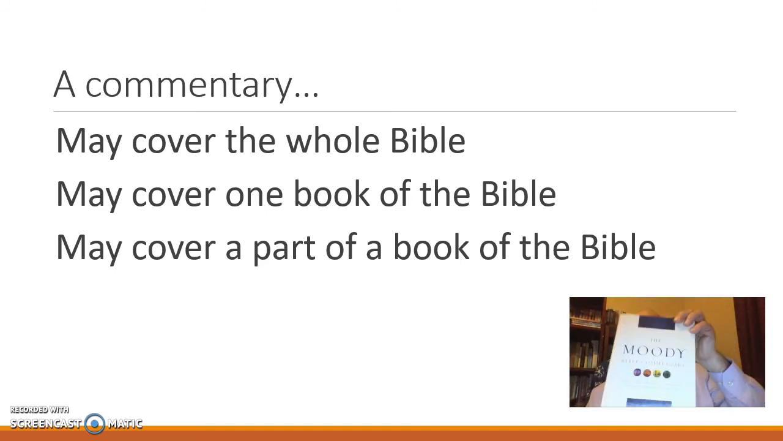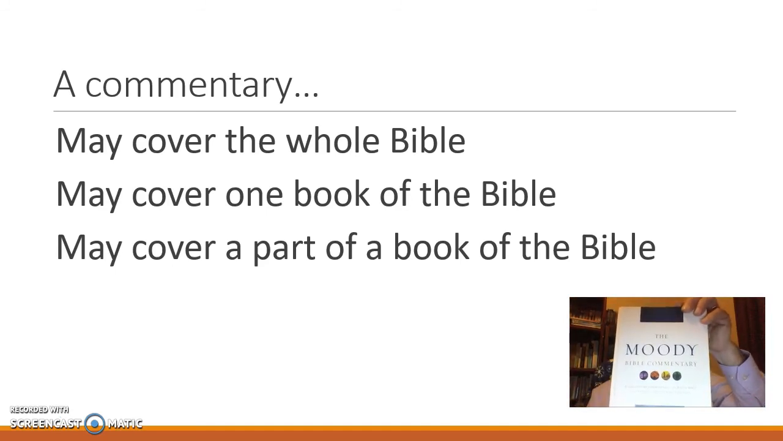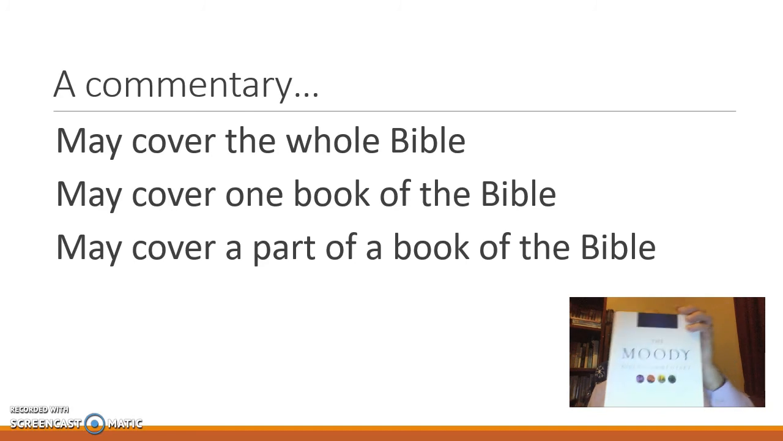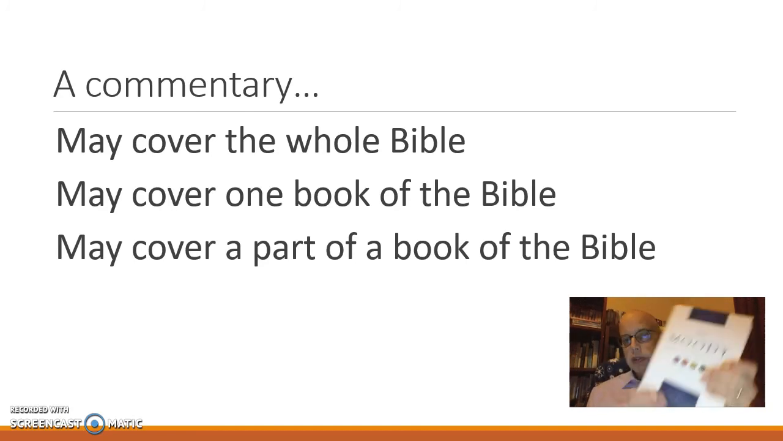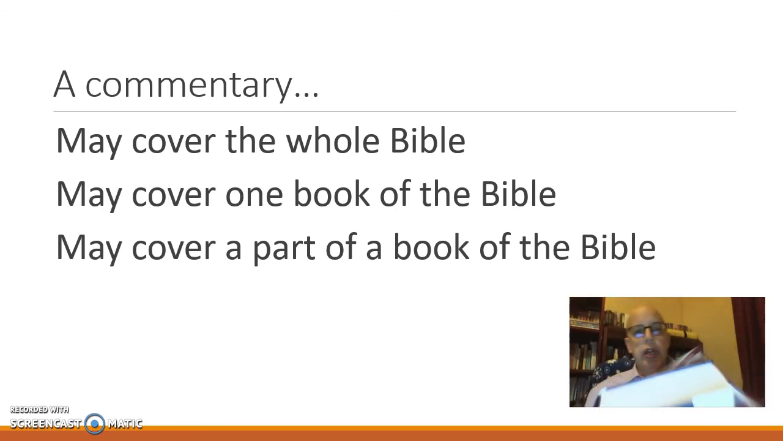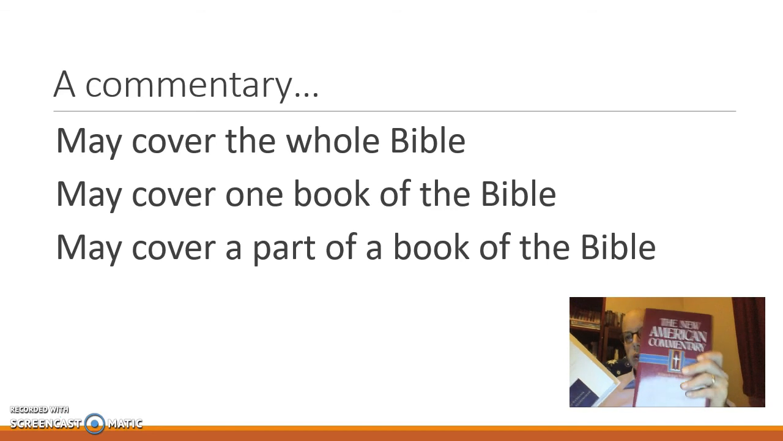Also, in one volume, this is the Moody Bible Commentary. It's put out by the faculty of Moody Bible Institute, and it's a fat, thick book, and this covers the whole Bible in one volume. Obviously, this cannot go into as much detail as something like this, where they cover the whole Bible with a separate book for each book of the Bible.